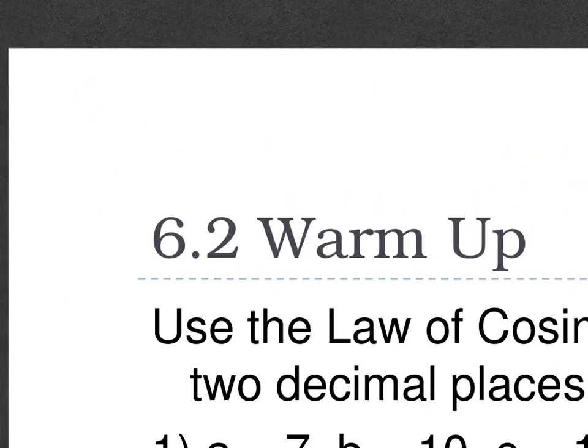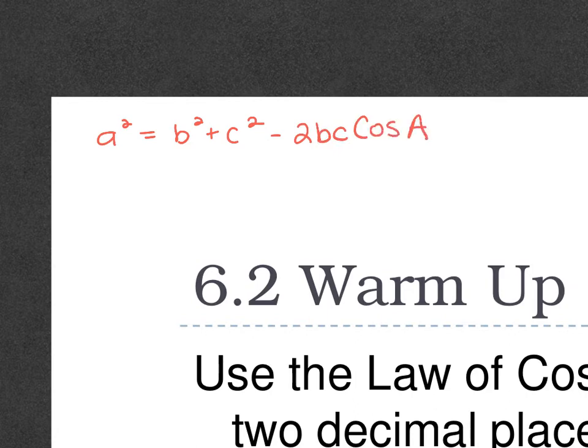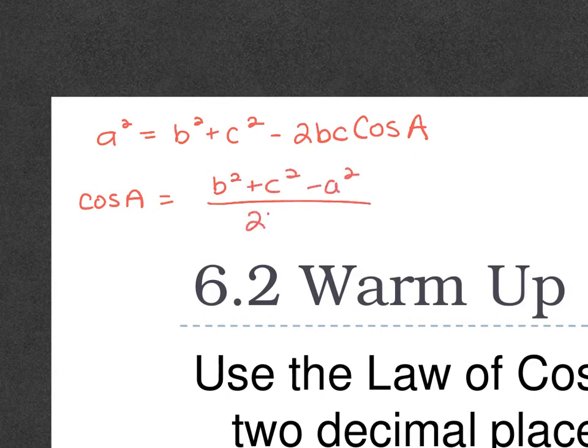So if I were to just write out the ones for the sides, I would say a squared would equal the other two sides, because I don't have an a, minus 2 times the other two sides times the cosine of the angle that I'm looking for its side. And then for the actual angle, I would get the cosine of A equals the other two sides added together minus the letter that matches, over 2BC, which is the first two.